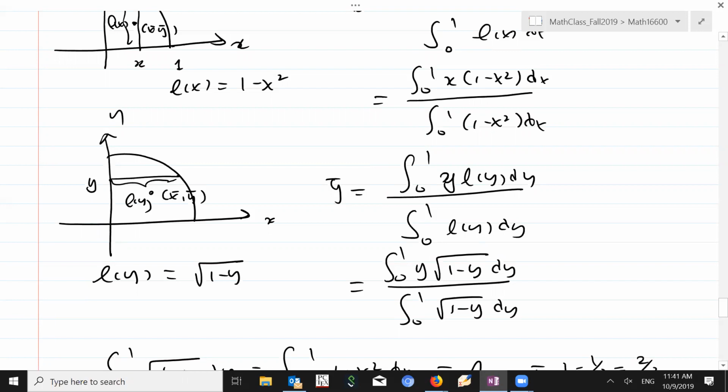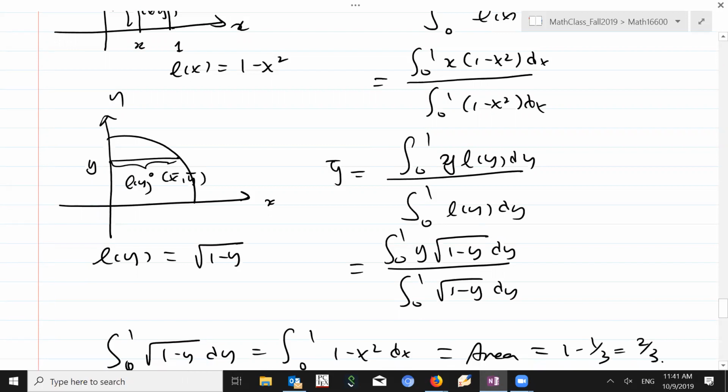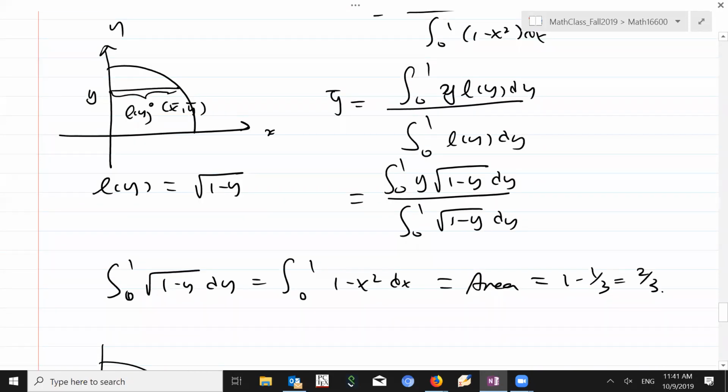And how many integrals do you have to calculate? Just two, three, because the denominator in both expressions is actually the area of the region, so it doesn't matter which one you calculate. I already showed you. I did not even check these two integrals, but I'm guaranteed those two integrals give the same value. It's 2/3. That is the area of the region.